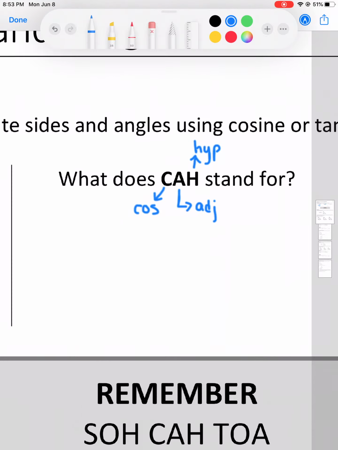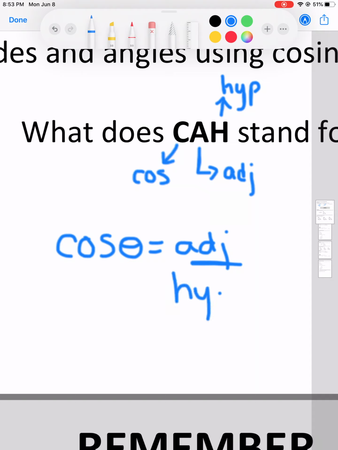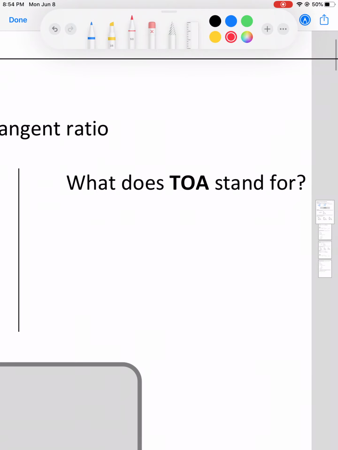If you're going to write out the ratio, it's adjacent over hypotenuse. You see how the adjacent is listed first and it's on the top here? Even the order of that matters. So it's not C-H-A, it's CAH, like a bird. So C-A-H.